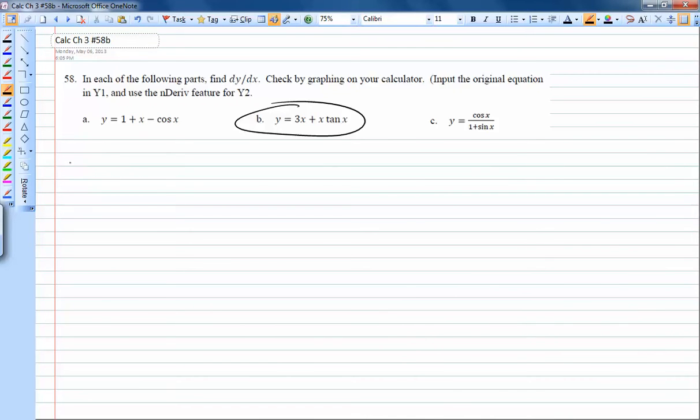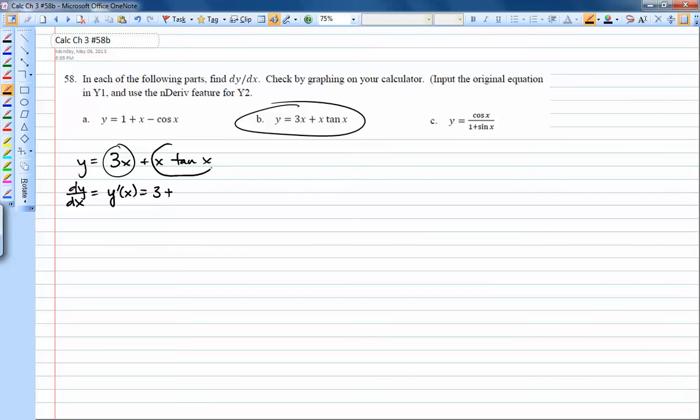So dy dx, let's see, I'm just going to rewrite this: y equals 3x plus x tan x. And we need dy dx. That's basically the same exact thing as y prime of x, or just y prime. So 3x turns into 3.